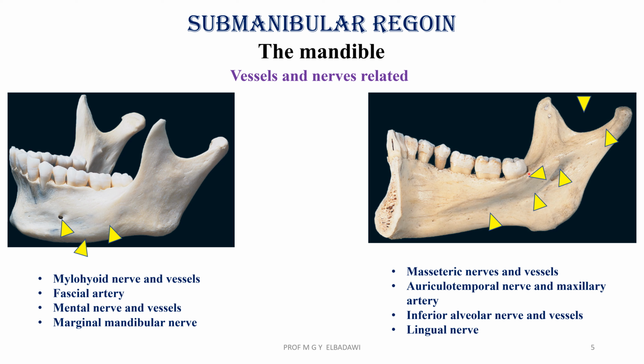This nerve at that site is covered only by mucous membrane, and you can roll it against the bone if you pass your finger behind the last molar. These are the important nerves and vessels in relation to the mandible.